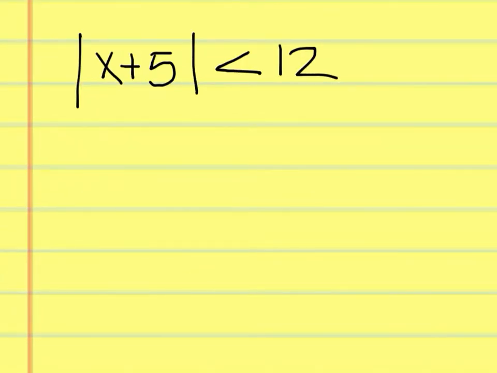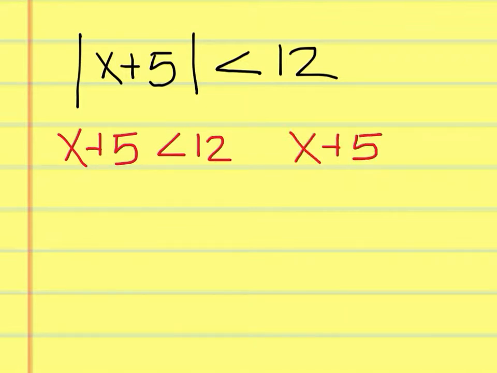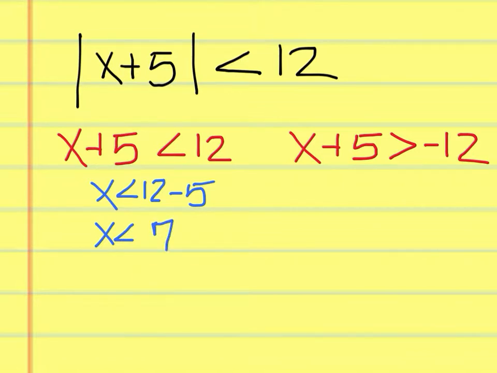To solve this, you must write it as it appears without the brackets, and then again, as it appears except you flip the inequality sign and change the sign of the number that's on the right. On the left, you'll have x less than 12 minus 5, which is x less than 7. On the right, you have x greater than negative 12 minus 5, which is negative 17.